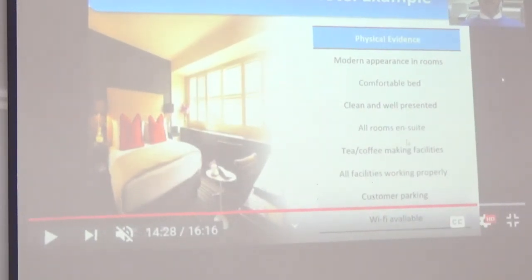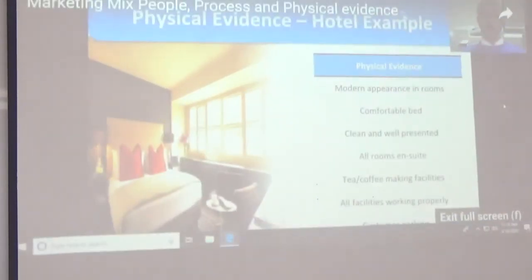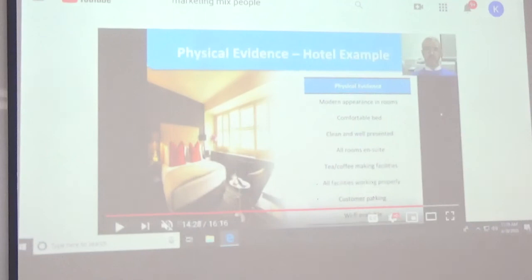So those are pretty much the 7 P's there, and I think that's enough for today to get through that marketing mix.